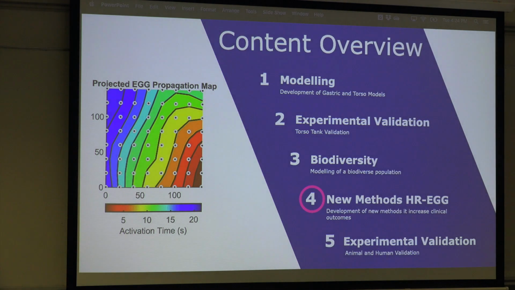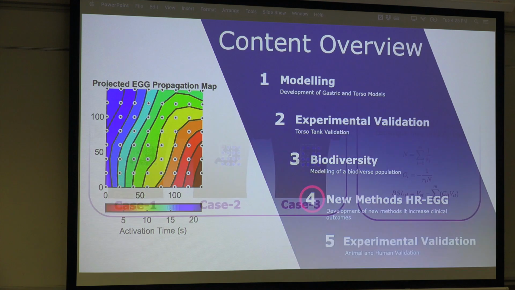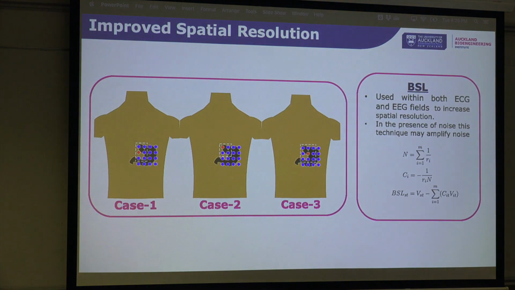And this calls for a complete overhaul of the EGG device. So what we're going to talk about now is the new methods to bring EGG into the modern age. The first thing I'm going to talk about is increasing the spatial resolution of the EGG. One method that's been used widely within the ECG and EEG fields is to use body surface Laplacians to increase the spatial resolution.